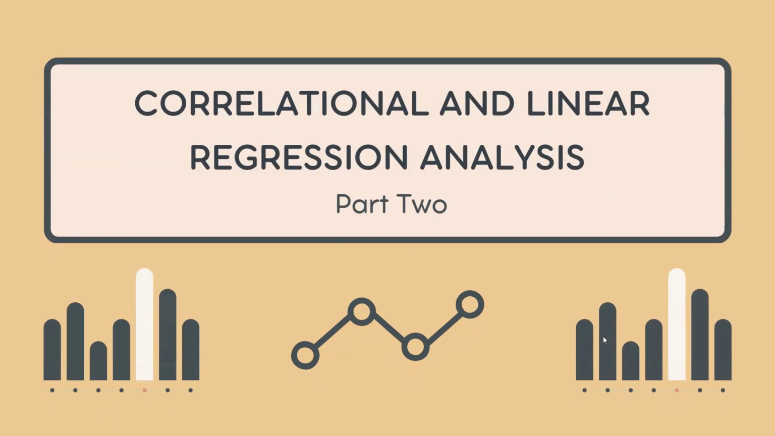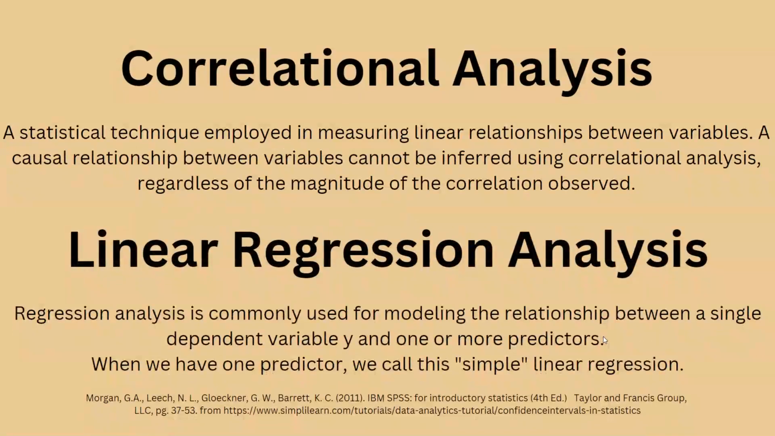Next, we're going to move into correlational and linear regression analysis. Correlational analysis is a statistical technique employed in measuring linear relationships between variables. A causal relationship between variables cannot be inferred using correlational analysis, regardless of the magnitude of the correlation observed. Linear regression analysis is commonly used for modeling the relationship between a single dependent variable, y, and one or more predictors. When we have one predictor, we call this simple linear regression.